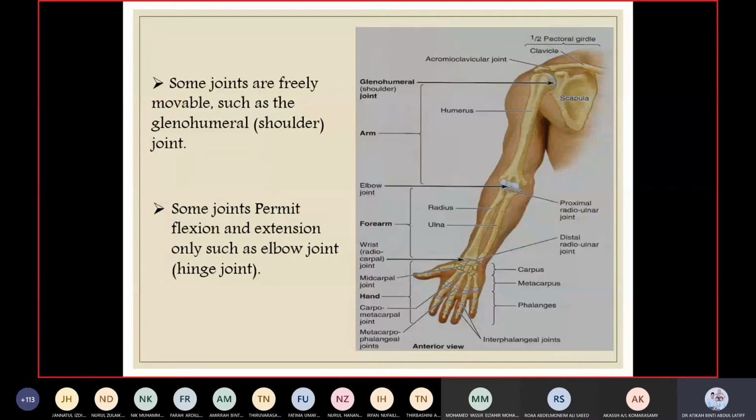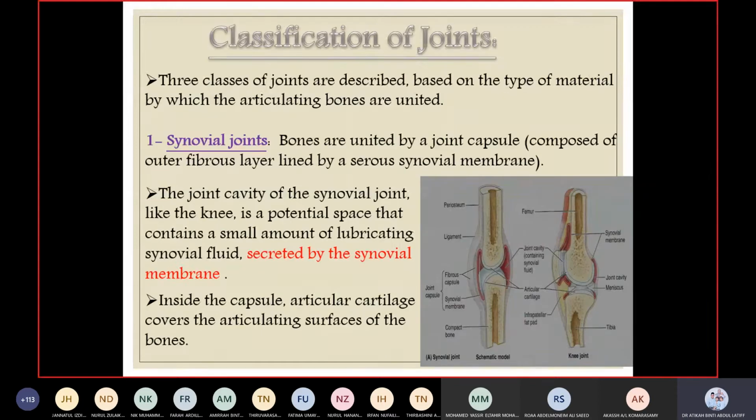Some joints are freely movable, such as the shoulder. A lot of movement happens at your shoulder joint. Some joints only permit flexion and extension, for example at your elbow. So how do we classify joints? There are 3 classes according to the type of material where the bones of the joint articulate or unite.